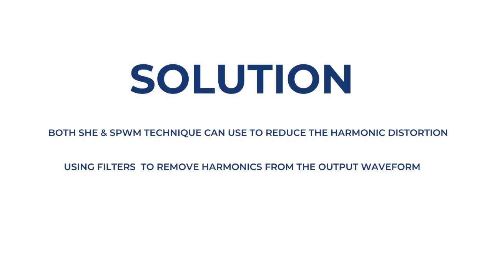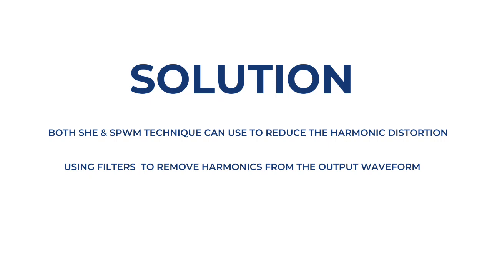So let's have a look at the final solution for our problem-based learning. We started off by analyzing the THD levels of the output waveform and how it affects the output waveform. As we can see from the research paper, both SHE and SPWM techniques can be used to reduce the harmonic distortion. Both have their own pros and cons that need to be taken into consideration before choosing either one of the techniques.